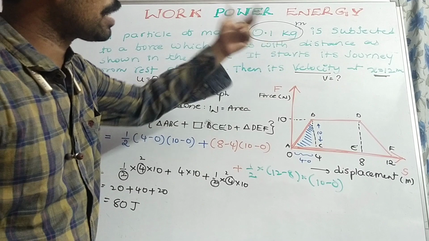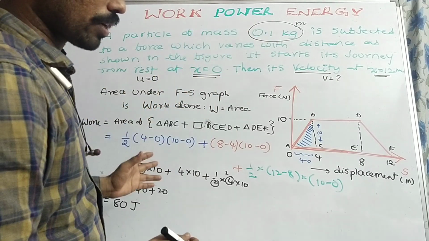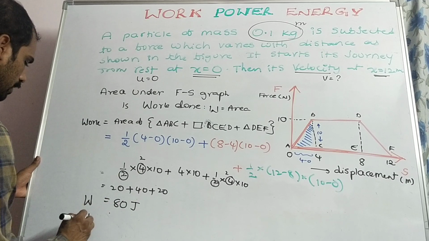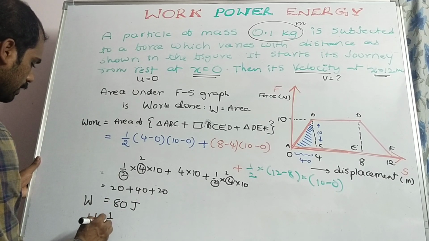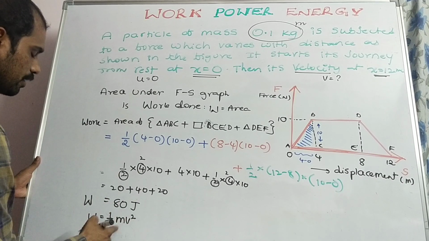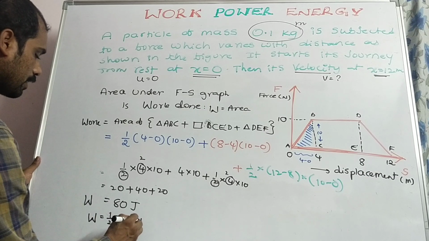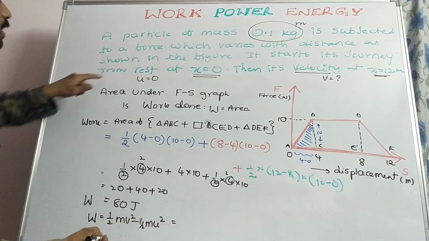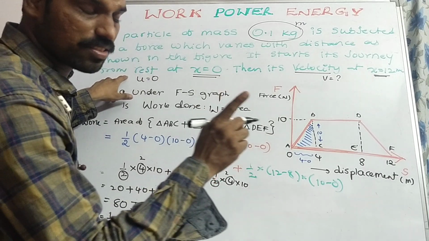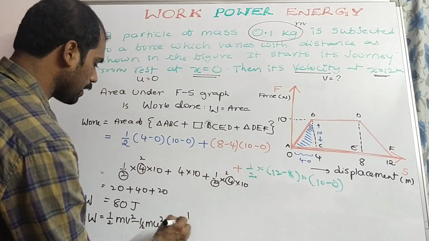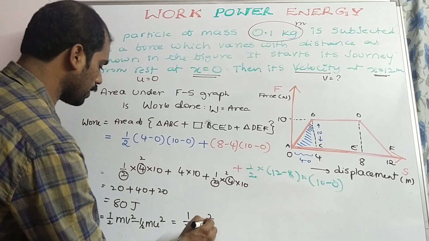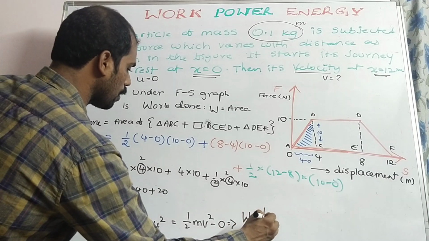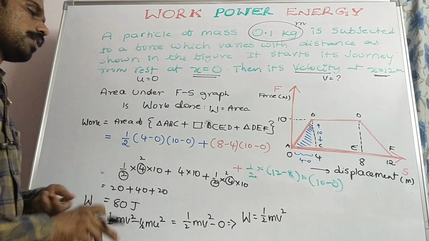We have to find velocity. What is the expression for work done? According to the work-energy theorem, W can be written as the change in kinetic energy, final kinetic energy minus initial kinetic energy: half mv square minus half mv square. As the body starts from rest, initial velocity is 0. That's why the expression becomes half mv square minus 0. That implies work done W is equal to half mv square.